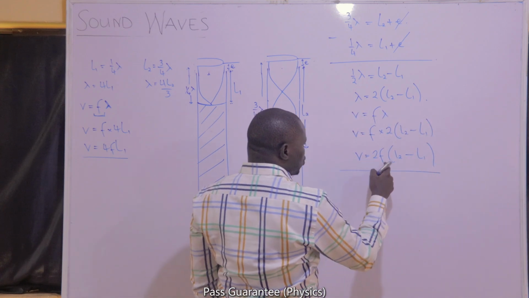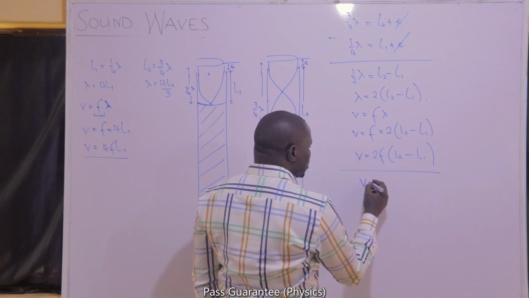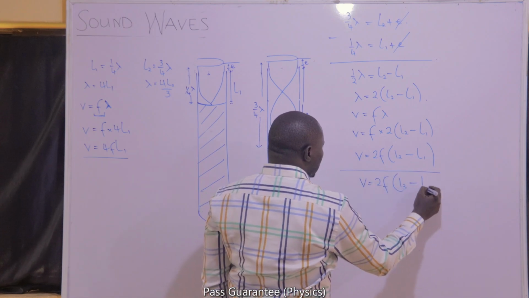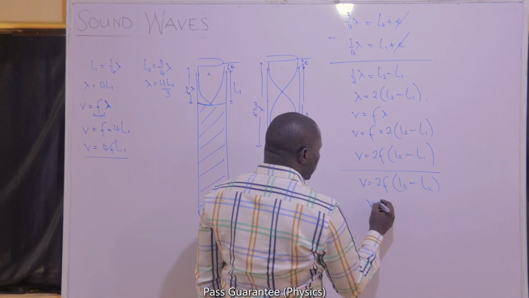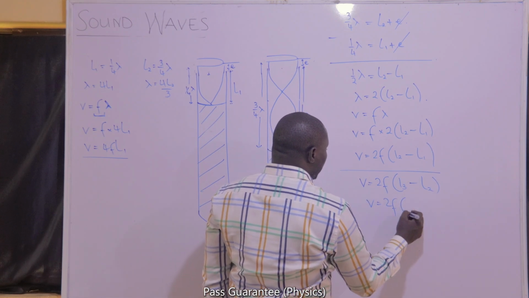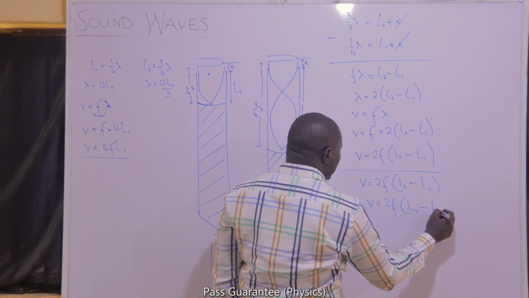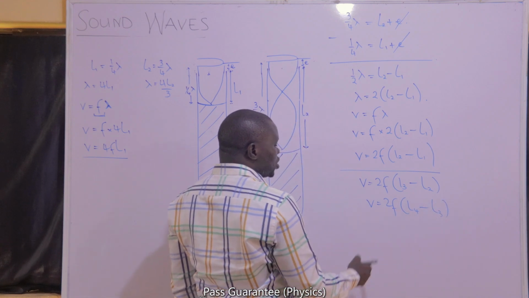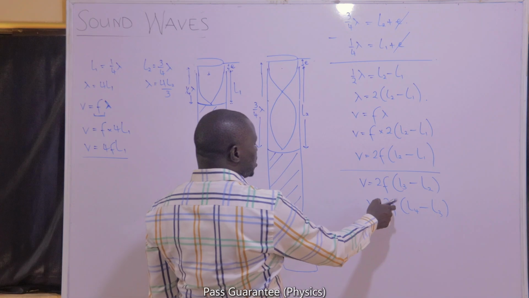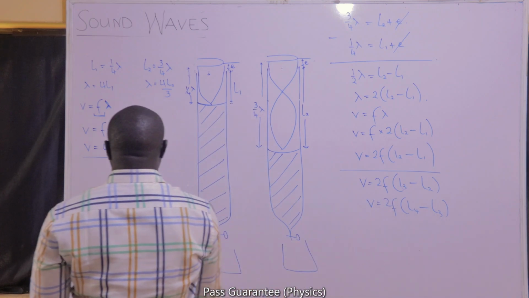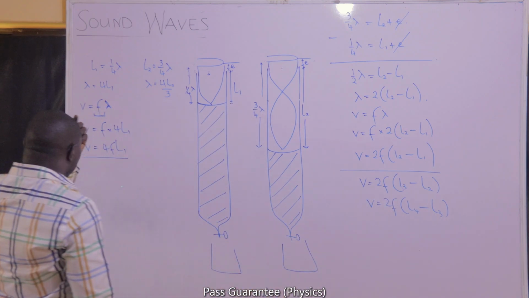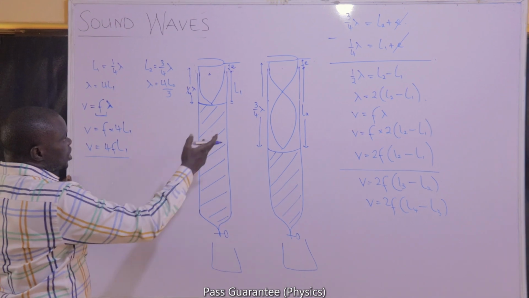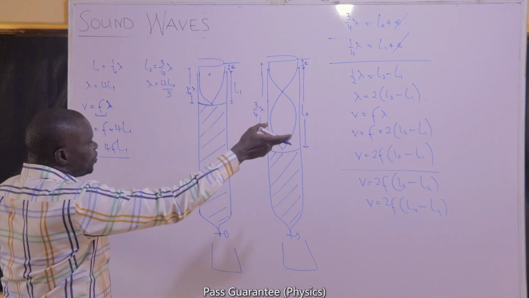If V is equal to 2F(L2 minus L1), I can also say that V is equal to 2F(L3 minus L2). V will be equal to 2F(L4 minus L3). Just find the difference between any two consecutive positions, multiply by the frequency, multiply it by 2, that will give you the velocity. But in this case, where there is no end correction, the only thing you just need to know is the next form of wavelength that you can.